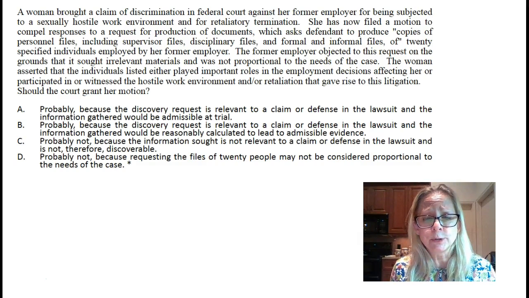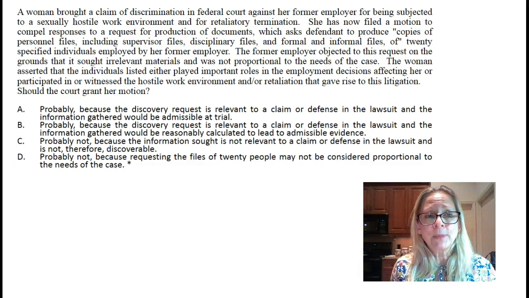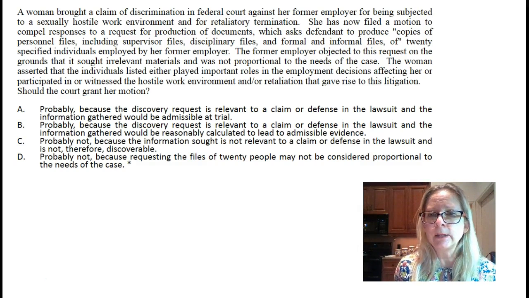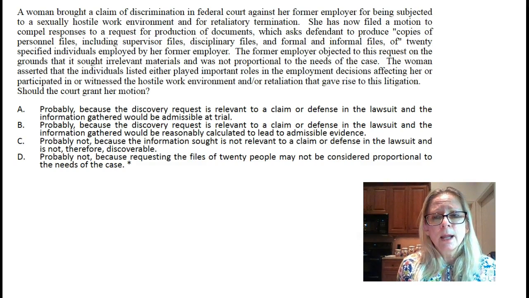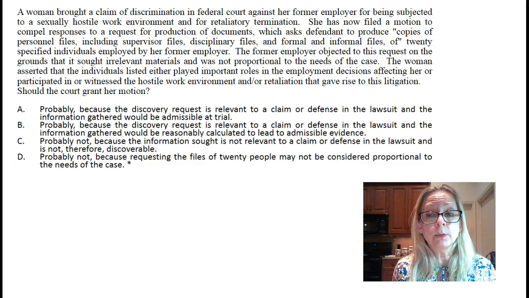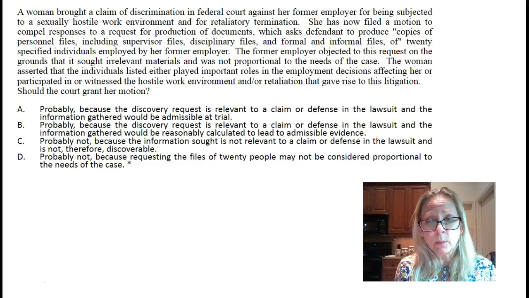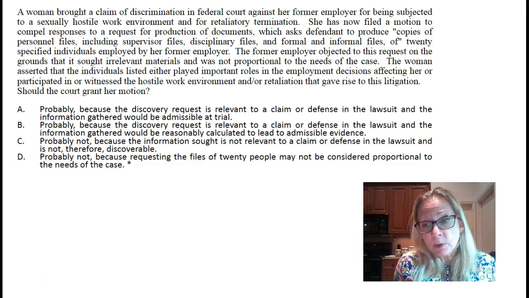And let me go through the wrong choices and tell you why they're wrong. So A was probably because the discovery request is relevant to a claim or defense in the lawsuit and the information gathered would be admissible at trial. The reason that this is not a complete answer is that it doesn't account for the proportionality consideration. Relevance is key and is very important, but the court at this point also needs to look at proportionality. So this information that's being sought is relevant.